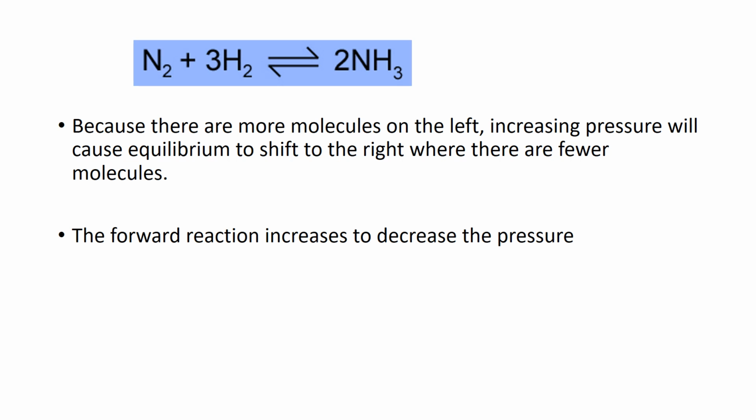Okay, so because there are more molecules on the left, increasing pressure will cause the equilibrium to shift to the right, where there are fewer molecules. There's 2 molecules on the right, and on the left we've got 3 plus 1, because there's 1 there even though it doesn't say it. So there are 4 molecules on the left side and 2 molecules on the right side. So the equilibrium will shift to the right because there are fewer molecules and it's trying to reduce the pressure. So the forward reaction increases to decrease the pressure. So it shifts to the right, the forward reaction. That direction is where the reaction will move to.